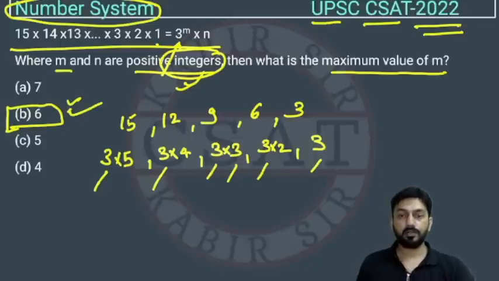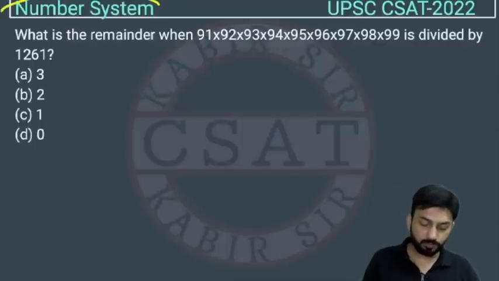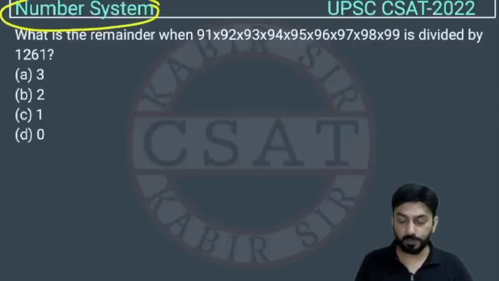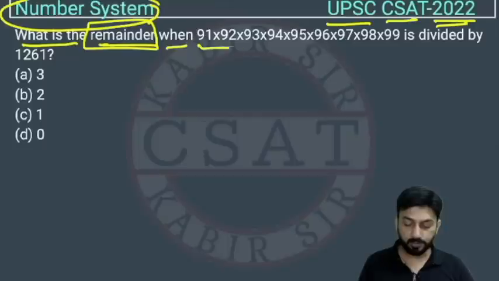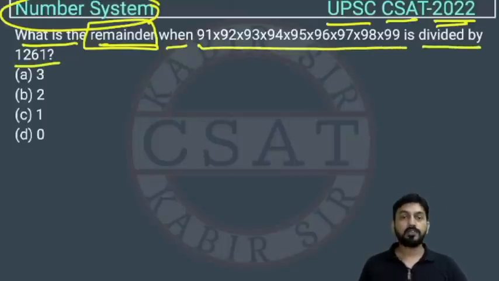Okay, this is a question from chapter number system asked by UPSC in CSAT paper of 2022. So what is the remainder? What we have to find? We have to find the remainder when this given number is divided by this number, right? So we have to find कि remainder क्या बचेगा जब इस संख्या को इस संख्या से डिवाइड किया जाएगा, right?